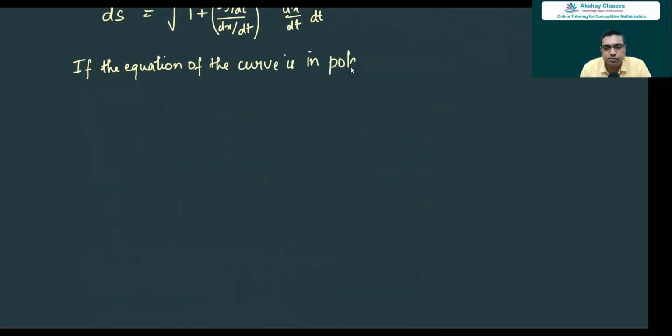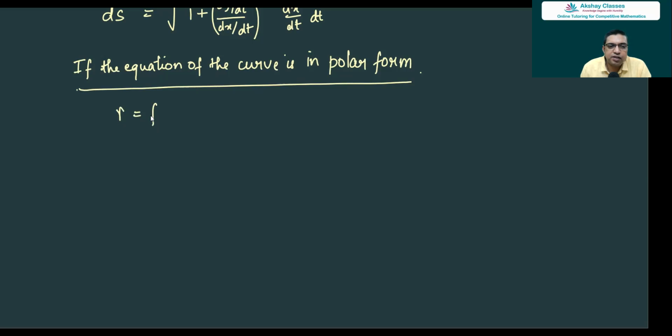Now, if the equation of the curve is in polar form, how do we do it? What is polar form? The equation of the curve is in terms of r and theta. What are polar coordinates?